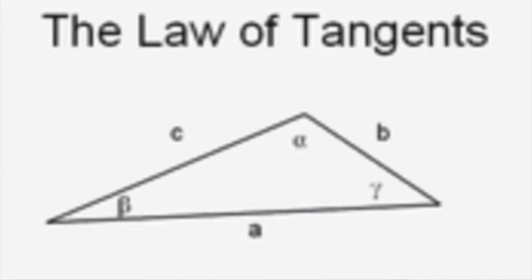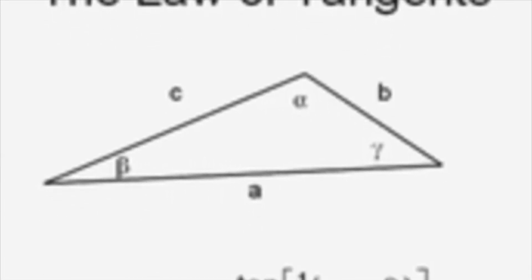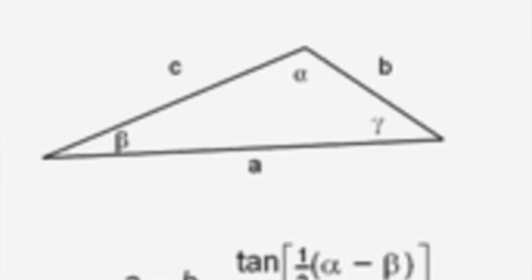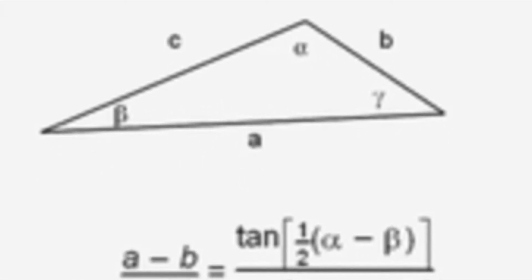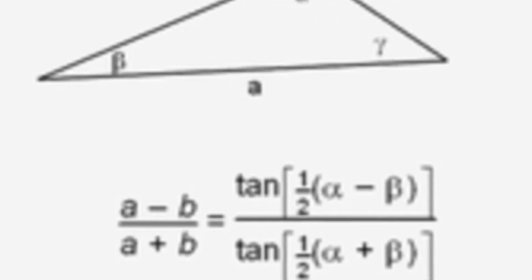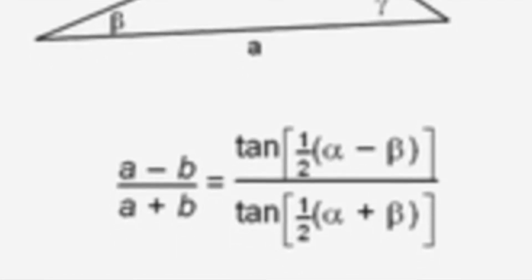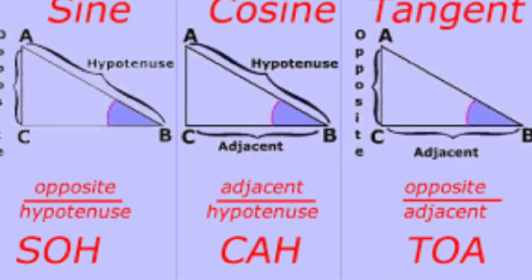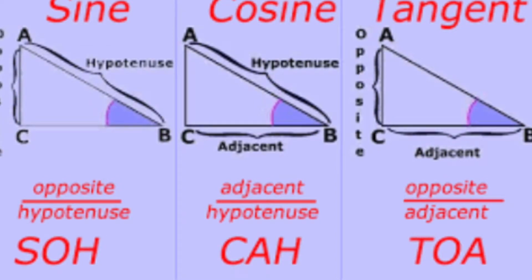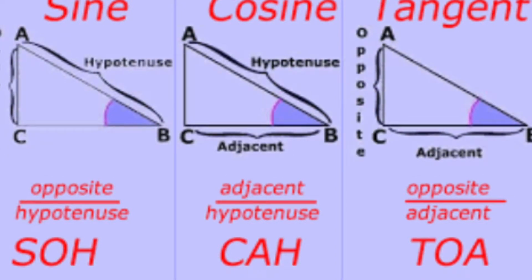The third trigonometric definition is the law of tangents. This states that A minus B over A plus B equals the tangent of 1/2 times A minus B all over the tangent of 1/2 times A plus B. For these trigonometric functions, they can be used for almost any triangle. In particular, they are often used for right triangles and follow the rule of SOHCAHTOA.